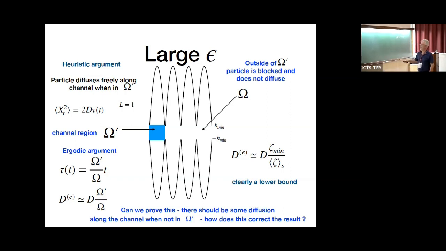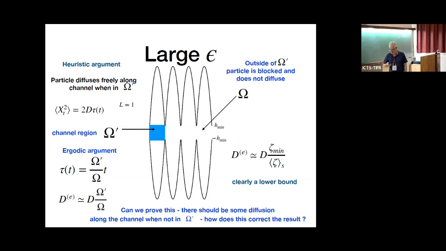Now the interesting thing is that this is clearly a lower bound, okay? Because I'm saying that you can only diffuse here, but imagine if you're here, you can do some useful diffusion as well, right? You're not necessarily going to be trapped high up here. So the question is, can we show that this intuitive ergodic argument is right? And is there a correction? So this is the result as epsilon goes to infinity.